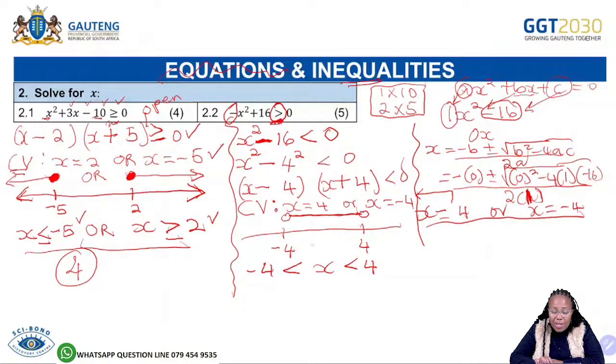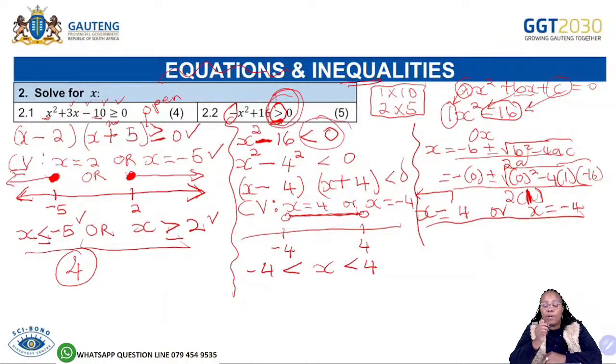And then grade 12, be careful: do not use the initial inequality. You use the one after multiplying with the negative. Hence, we have shaded less than. Be careful around that one.